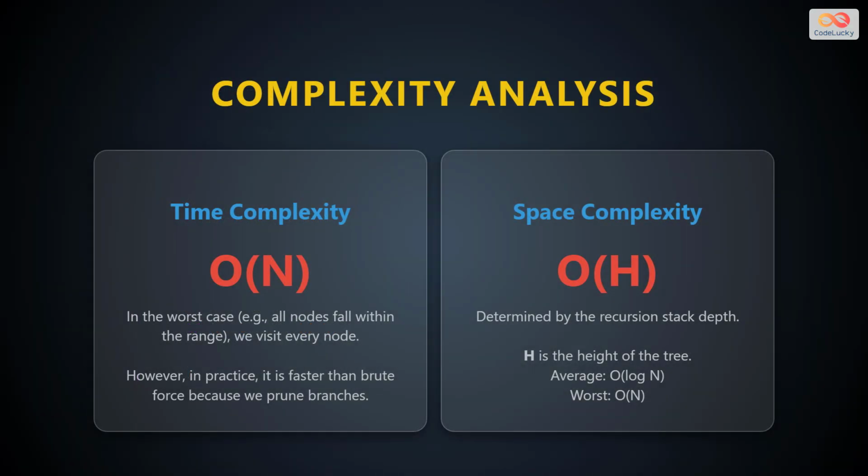Let's analyze the complexity. In the worst case, if the tree is skewed or if all nodes fall within the range, we might still visit every node, resulting in O(n) time complexity. However, on average, this pruning method is significantly faster. The space complexity is O(h), determined by the height of the tree due to the recursion stack.